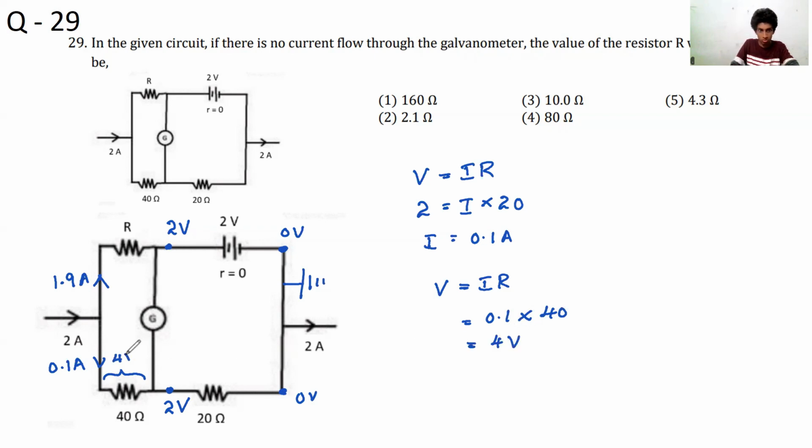So this is 4 volts. And as this is 4 volts, the voltage difference across the R resistor will also be 4 volts. Now we can easily find the value of R. So we can apply V equals IR to the R resistor. So V is 4 volts and I is 1.9 amperes, and we can find the resistance. So R is equal to 2.1 ohm. So the correct answer is the second.